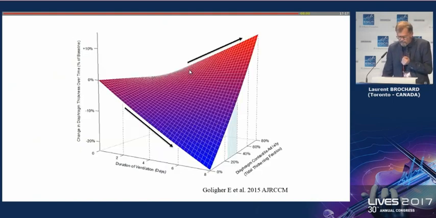How can I say that? Well, there was this complex but very interesting analysis about the factors explaining the change in diaphragm thickness. This is a 3-dimensional graph, so please take a few seconds to think about it. What you see is that the change in diaphragm thickness is first explained by the duration of ventilation. The longer the duration of ventilation, the larger the decrease in thickness and atrophy.